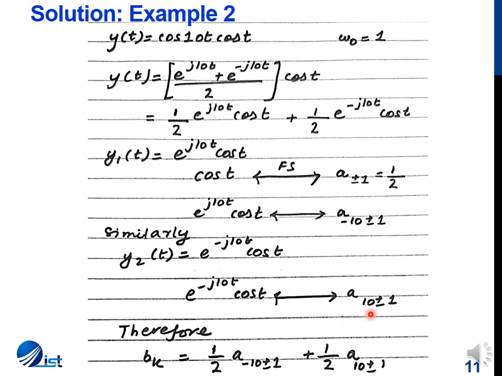As a consequence of this expression, we'll get two values. One will be at a 10 plus 1, which is a of 11, and the other value is a 10 minus 1, which is a of 9. So we get two values, one at k equal to 9, and the other at k equal to 11, and both of these values are just for one exponent. So overall b of k is half a minus 10 plus minus 1 plus half a 10 plus minus 1. I am going to plot the spectrum of the signal on the next slide.